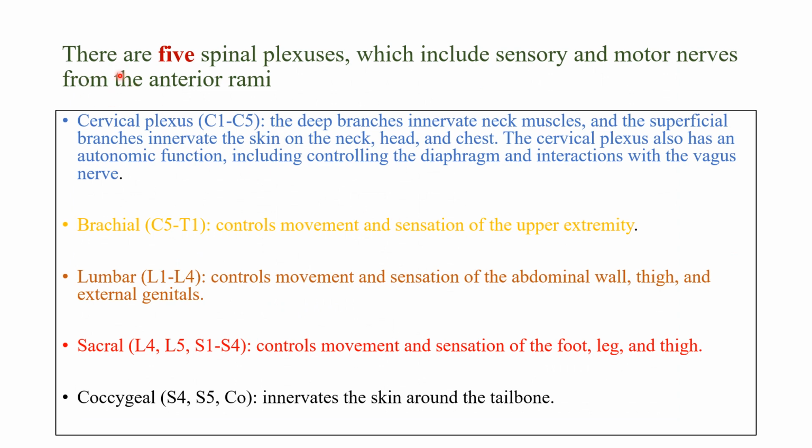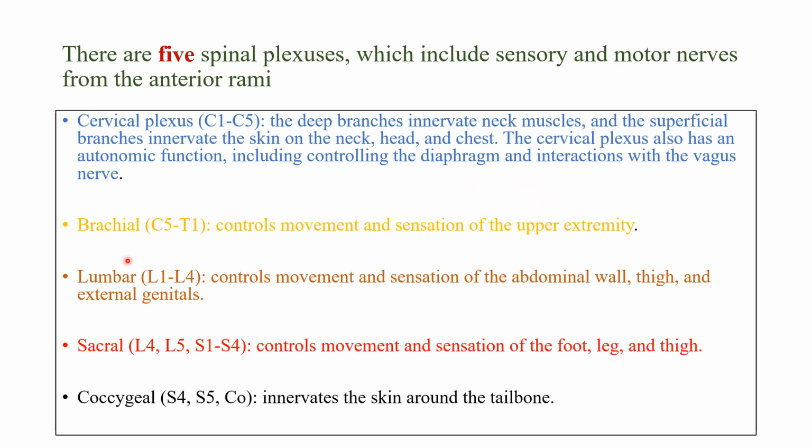All these will form 5 spinal plexuses which include sensory and motor nerves from the anterior rami. You can see here cervical, brachial, lumbar, sacral and coccygeal plexuses. The cervical plexus extends from C1 to C5. The deep branches innervate the neck muscles and the superficial branches innervate the skin on the neck, head and chest. The cervical plexus also has an autonomic function including controlling the diaphragm and interactions with the vagus nerve.